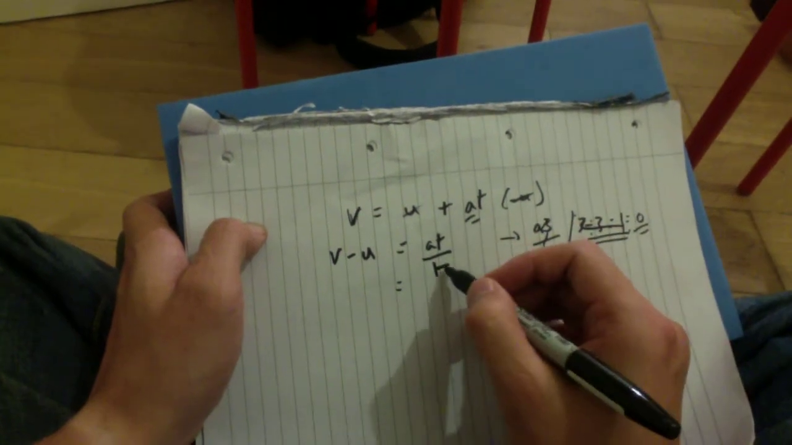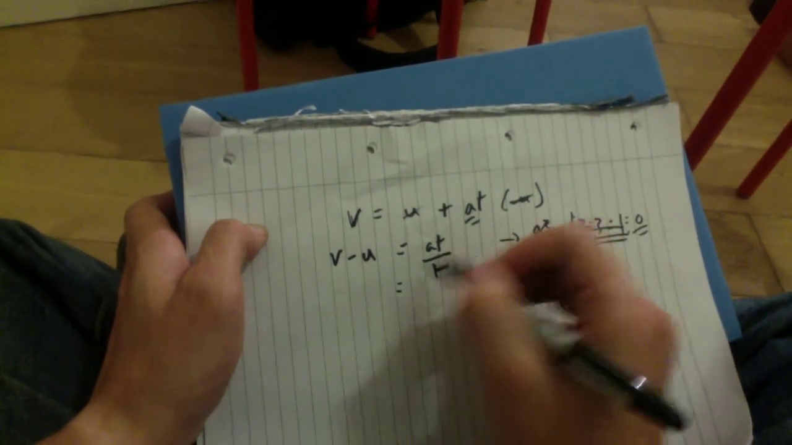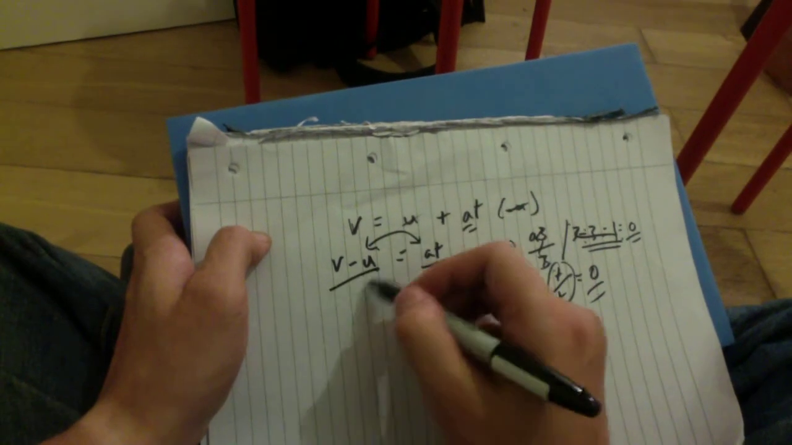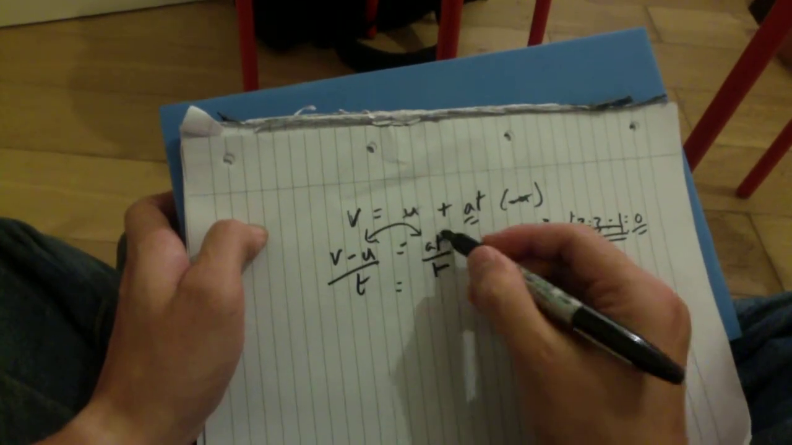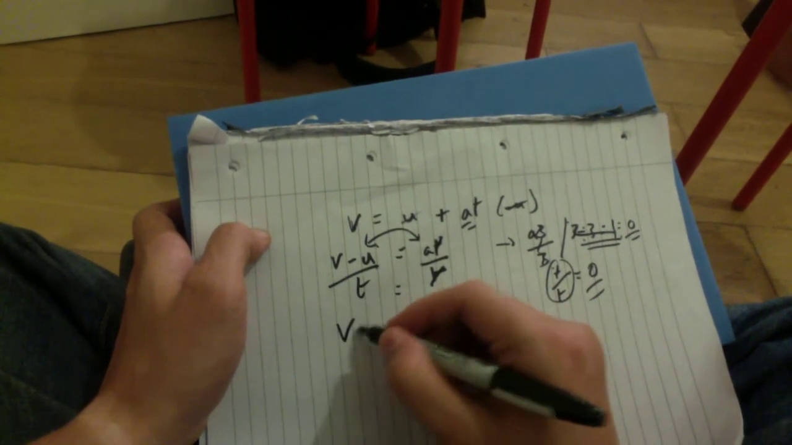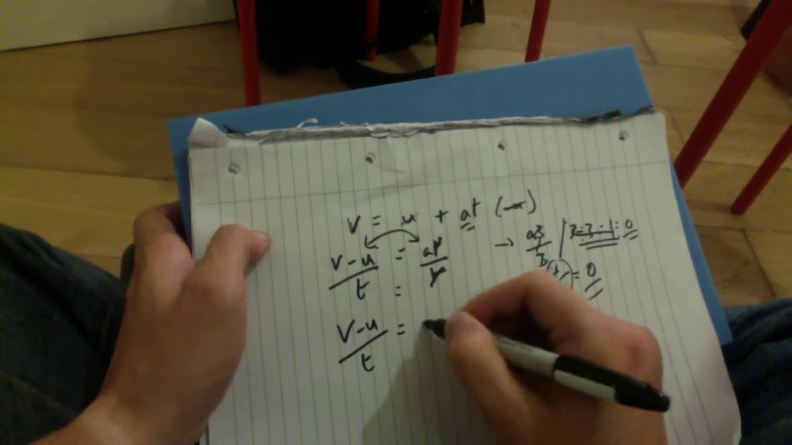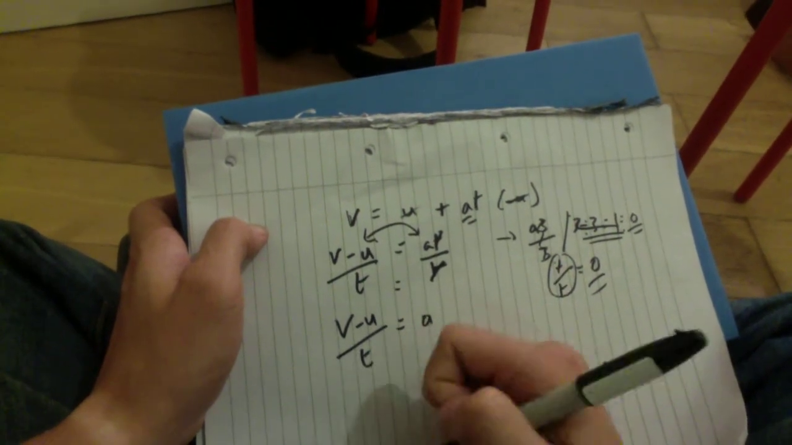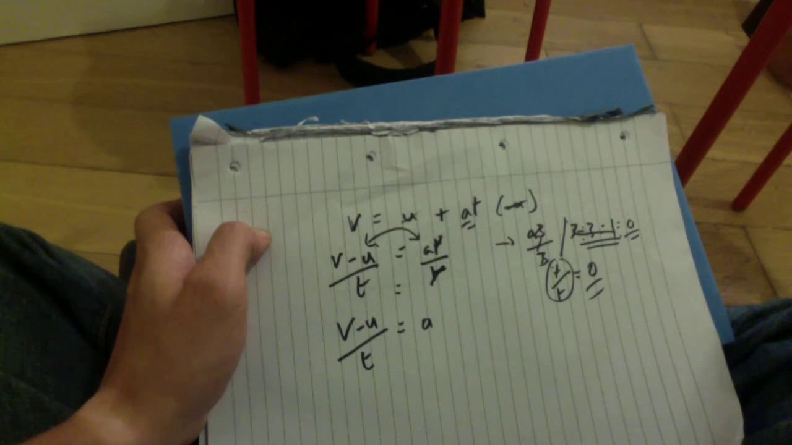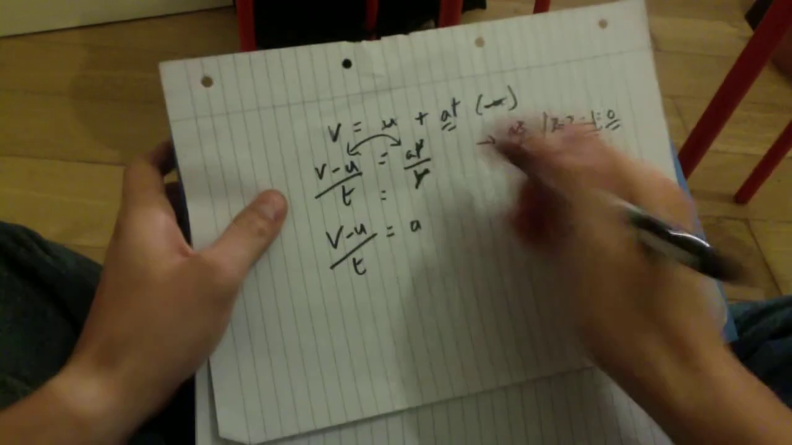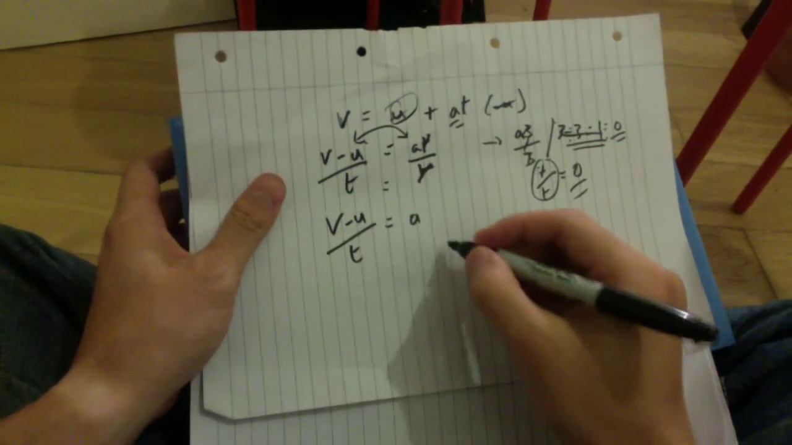So remember what I said about that. Whatever you do on this side, you have to do on this side to balance it. So you need to divide that by t. And as this cancels out, you're left with v minus u divided by t equals a. So a equals v minus u divided by t, and that's how you rearrange it. You could also do the same if you just wanted to work out what u was.